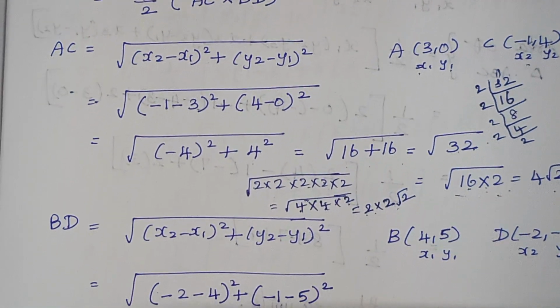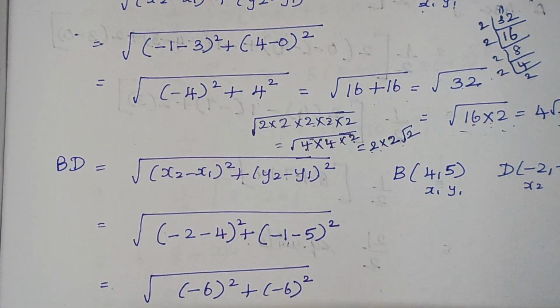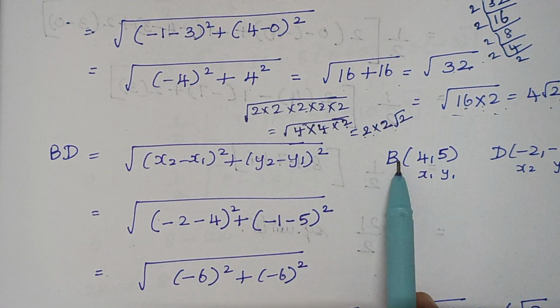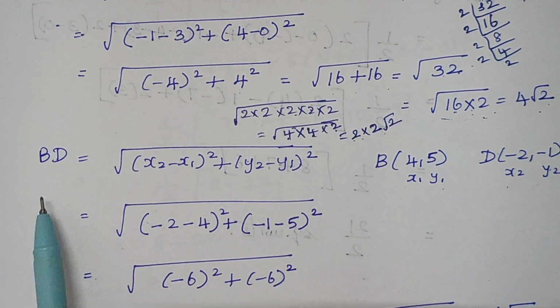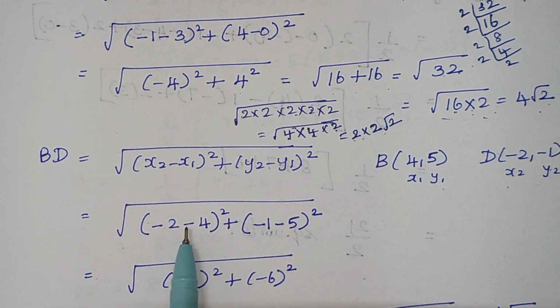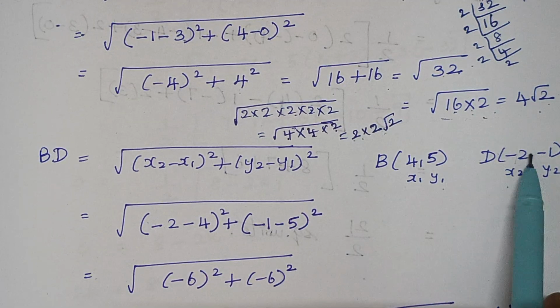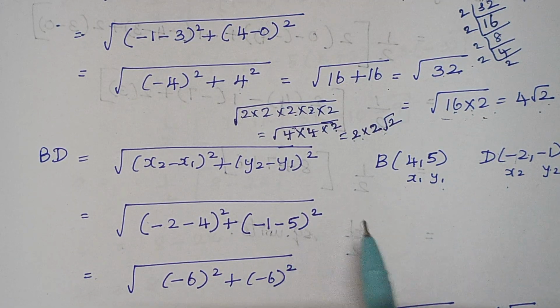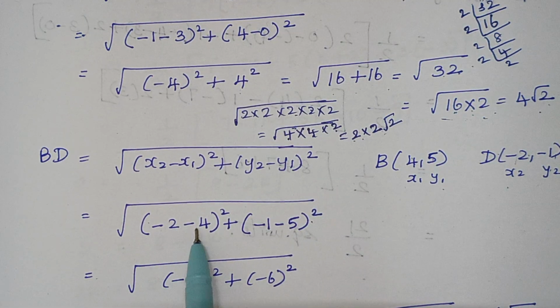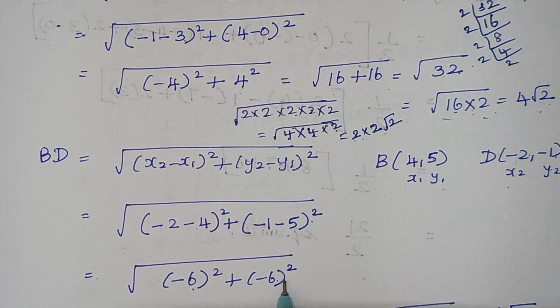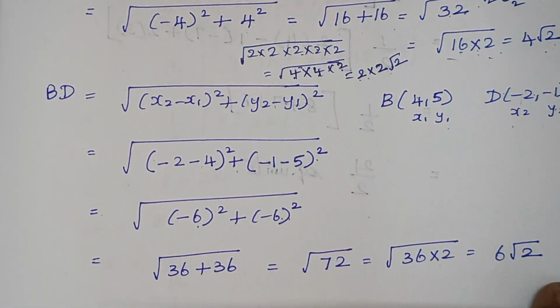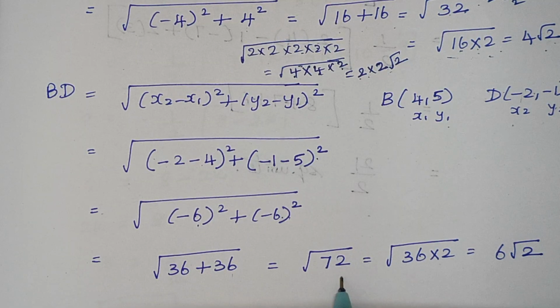Now the next thing is BD. So again write down the values of the vertices B and D. B gives x1, y1 and D gives x2 and y2. Again we are substituting the terms in the formula x2 minus x1. So (minus 2 minus 4) the whole square plus (minus 1 minus 5) the whole square. Minus 2 minus 4 is minus 6 and again minus 1 minus 5 is minus 6. So minus 6 square plus minus 6 square, 36 plus 36, which is square root of 72.